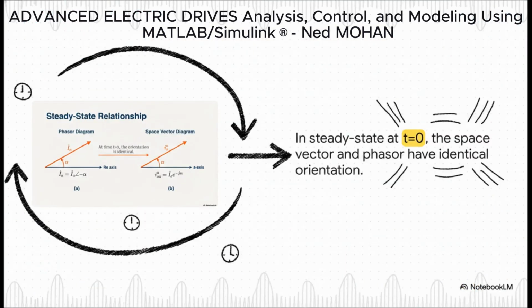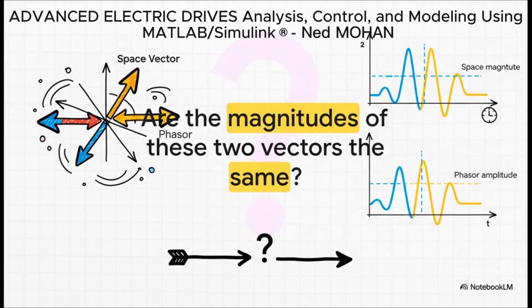But under certain conditions, they do connect. If you have a perfectly balanced, steady-state condition, at the specific instant in time when t equals 0, the space vector and the corresponding phase A phasor will actually align perfectly. They'll point in the exact same direction. And that alignment naturally raises a crucial question about their magnitudes.